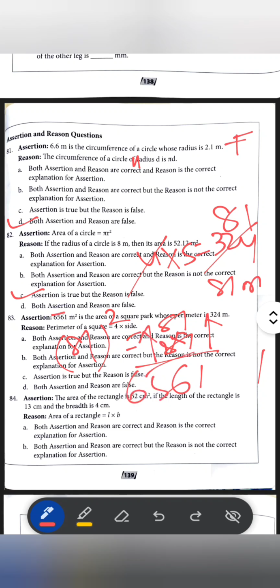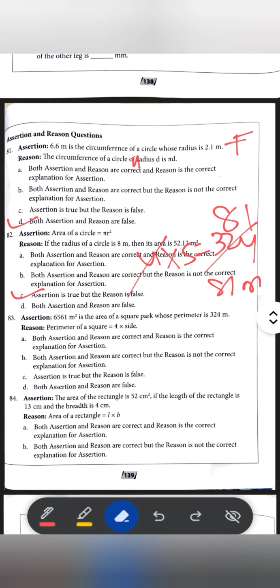Yes, assertion is correct. Now come to the reason. Perimeter of the square is equal to 4 into one side. Yes, that is also correct. And here reason is the correct explanation of assertion. So option A is the correct answer.